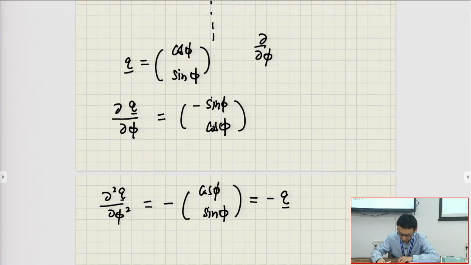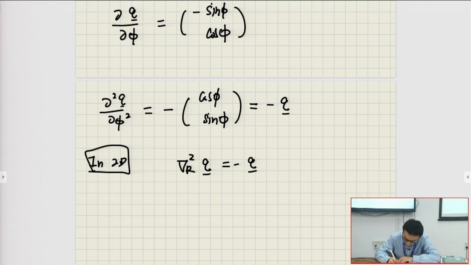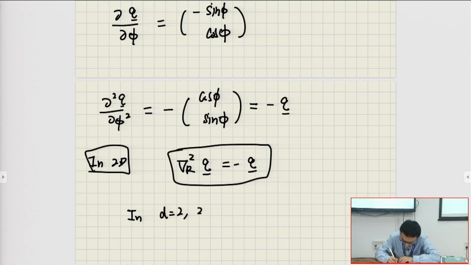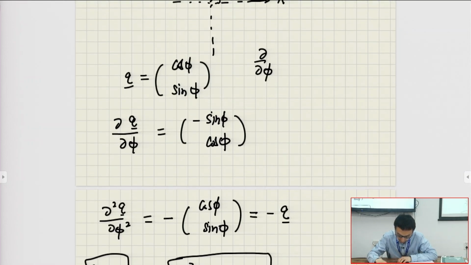That's very interesting. Which tells us in 2D, the orientational Laplacian of q is minus q. Okay, so there's a general formula for this, which in either d equal to 2 or 3 is the following equation. The Laplacian of q is minus d minus 1 times q. So when d is 3, you actually have a factor of 2 in the calculation. So that's something we'll make use of.